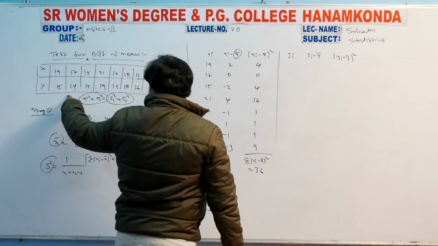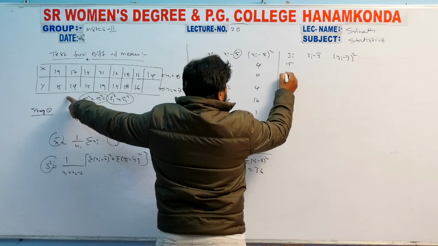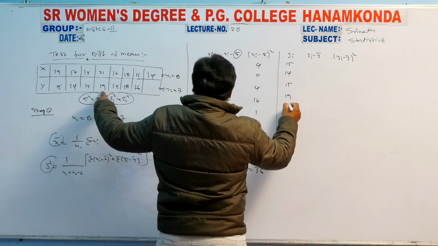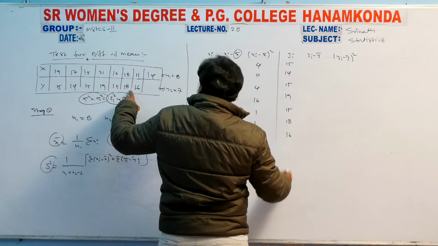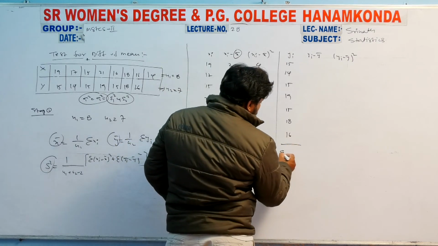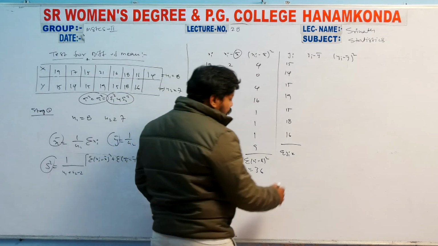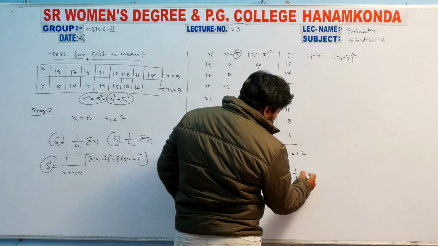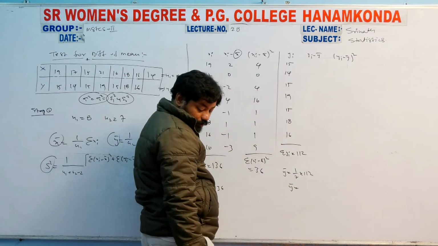And y data is 15, 14, 15, 19, 15, 18, 16, and summation yi is equal to 112, and y bar is equal to 1 by 7 into 112. The y bar value is 16.